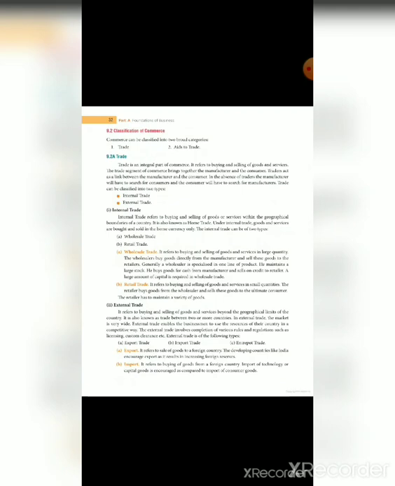Trade may be classified into two broad categories. First is internal and second is external trade. So what is internal trade? Internal trade refers to buying and selling of goods or services within the geographical boundaries of a country.